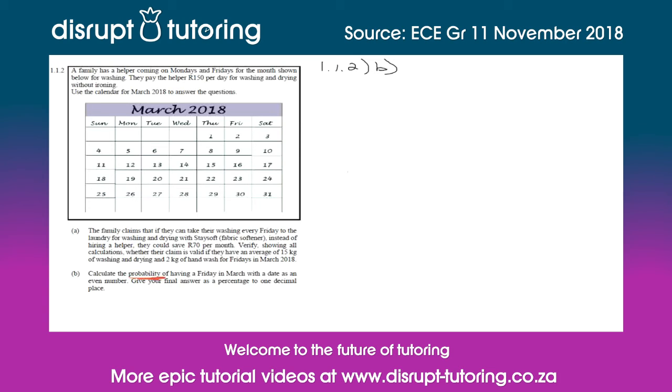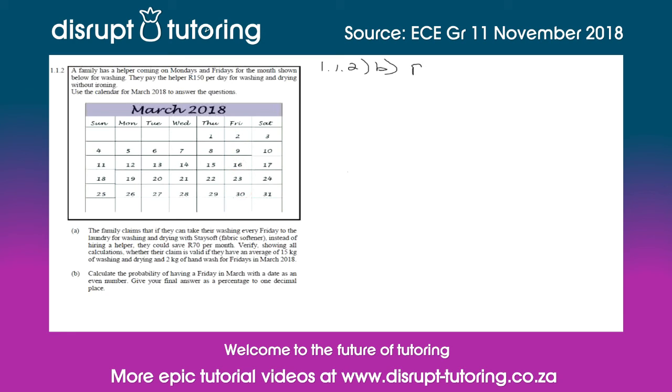Calculate the probability of having a Friday in March with a date as an even number. Give your final answer as a percentage to 1 decimal place. So they've given us the calendar, and here are all the Fridays in March. There are a total of 31 days in March, and there are those 5 Fridays, and they're asking how many of them are even. So you can see that there is a day that's on the 2nd, which is an even Friday. The 16th is an even Friday, and the 30th is an even Friday. So that's 3 out of 31.